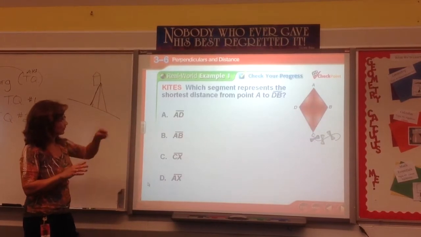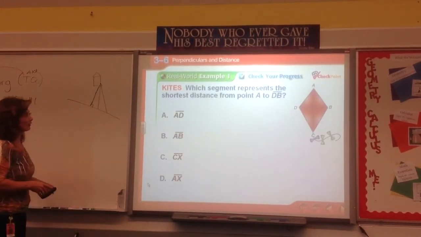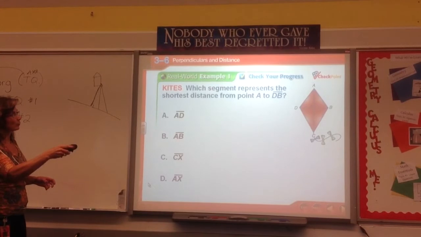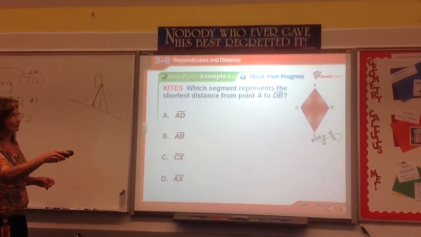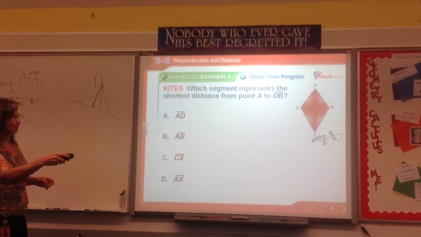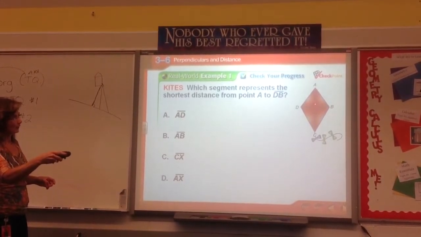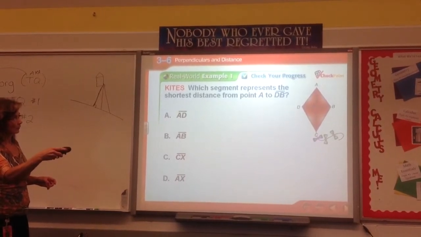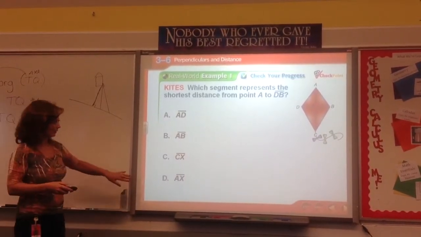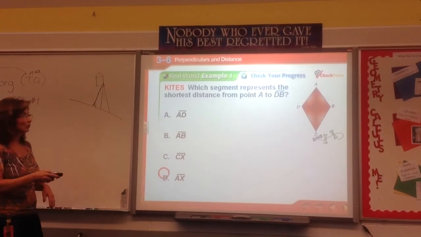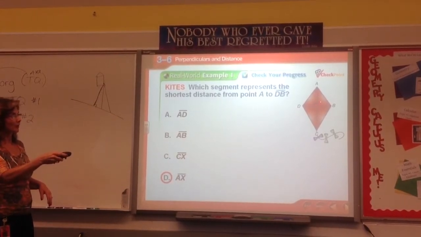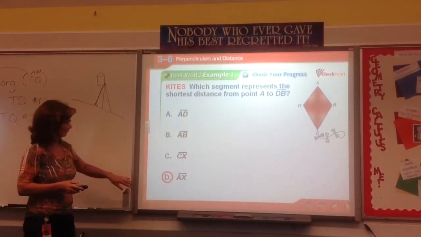So take a look at this one. Test yourself here. We want to know which segment represents the shortest distance from this point up here, A, to line DB. You've got A to D, A to B, C to X, or A to X. And I hope you're choosing A to X, from X to A, perpendicular.